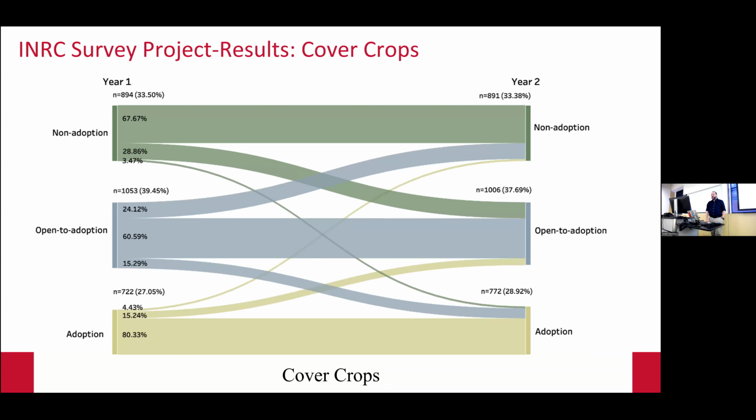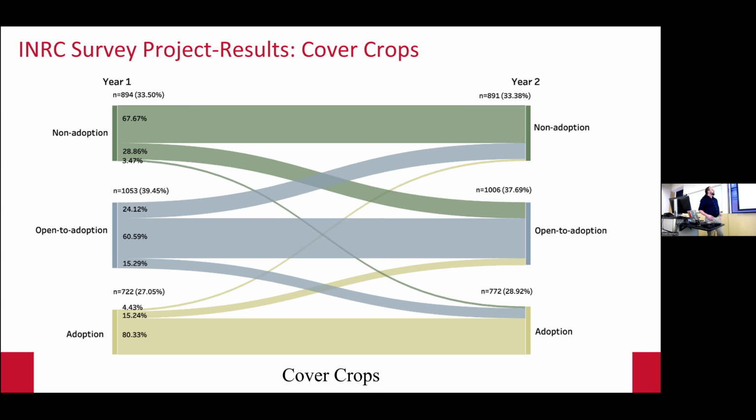Here's what I really want to hone in on with the time that I have left. This is looking at cover crops. What we see is a lot of movement between categories. So for instance, year 1 is on the left, year 2 is on the right, and we show where farmers go from year 1 compared to year 2. So for instance, 15% of farmers that adopted cover crops in year 1 no longer are using them in year 2. They're open to adoption, so they might use them again, but they're not using them. And almost 5% went from adopting cover crops to not adopting them with no plans for future use.